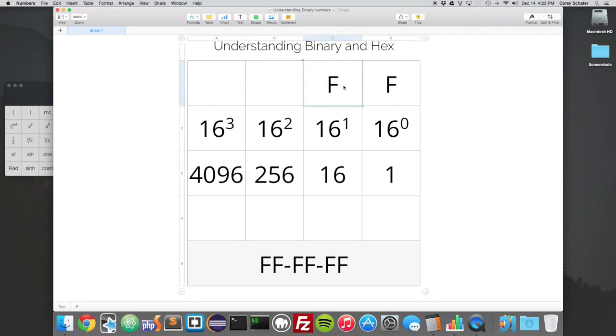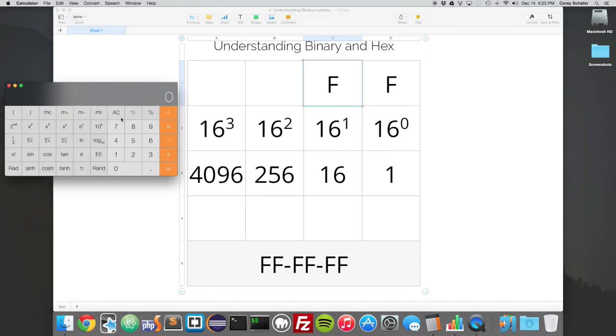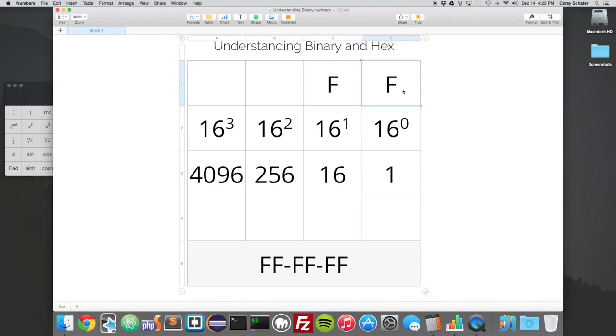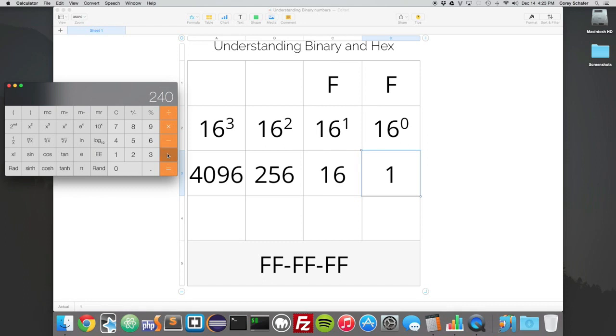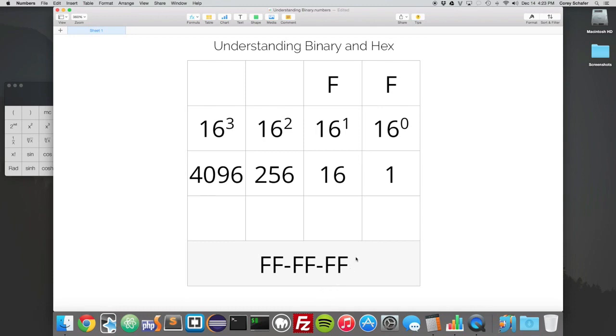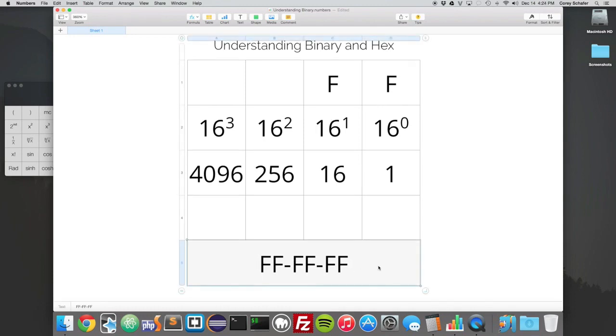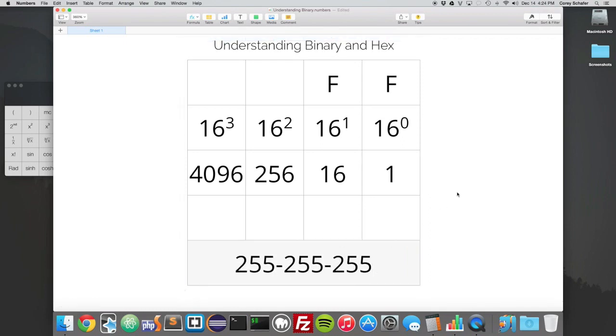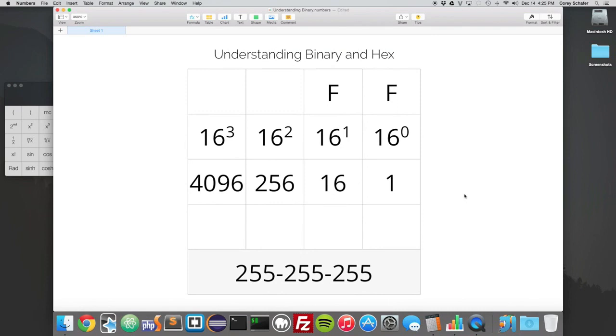We have F, which is 15, times 16 to the first power, which is 16, so 15 times 16 equals 240. Then F, which is 15, times 1, which is 15. So 240 plus 15 is 255. So a white RGB color value is actually 255.